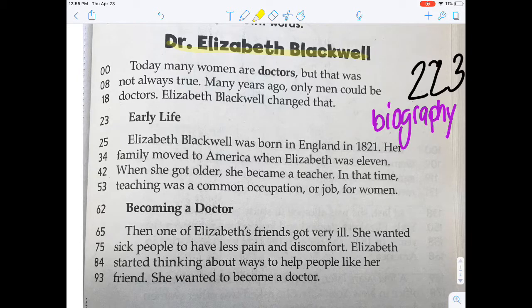Dr. Elizabeth Blackwell. Today, many women are doctors, but that was not always true. Many years ago, only men could be doctors. Elizabeth Blackwell changed that.